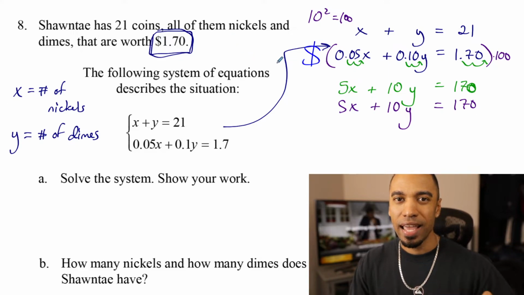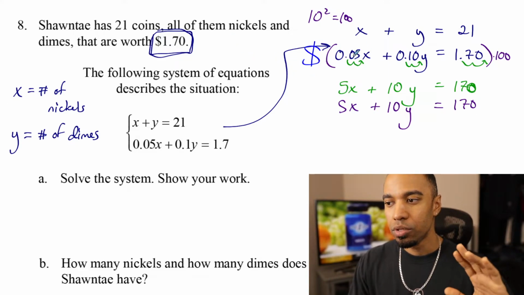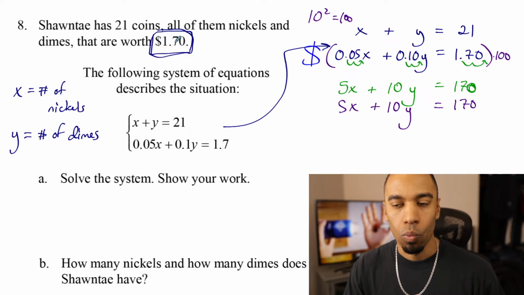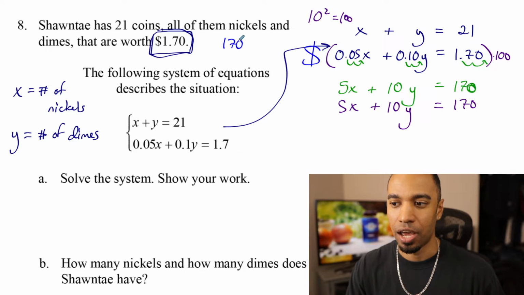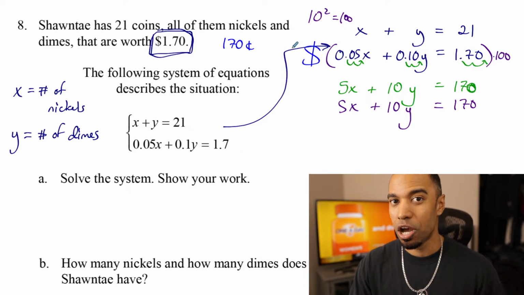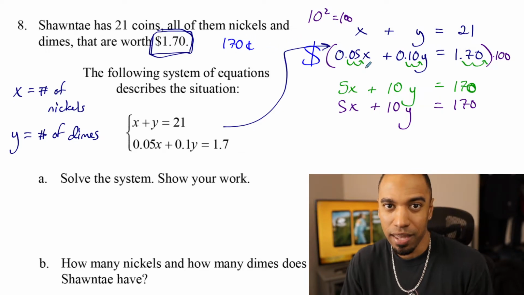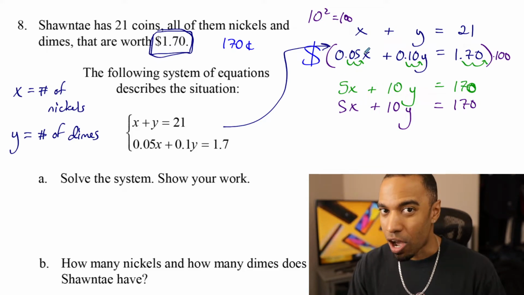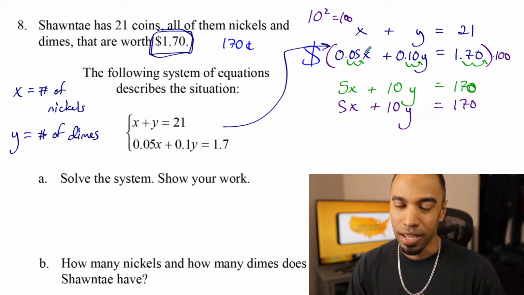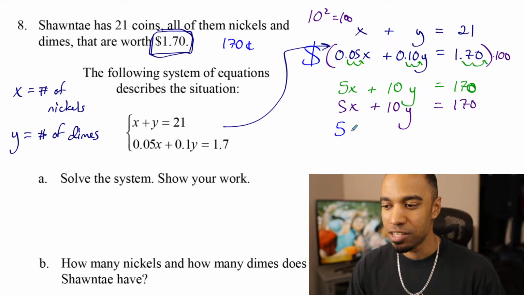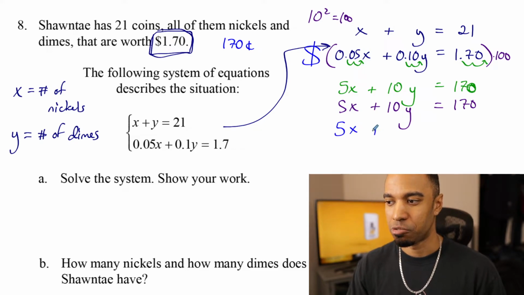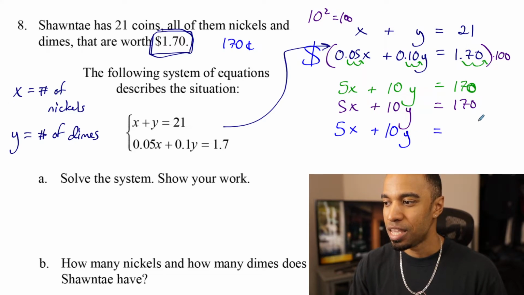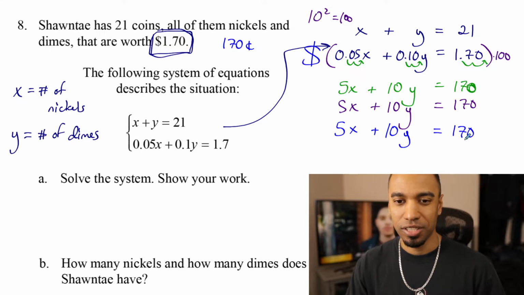What if we rewrite it as cents? We don't use dollar values. What if we use cent values? We don't call this $1.70. What if we said 170 cents? That's how much $1.70 is. It's 170 pennies. So what if I do that? Instead of writing $0.05 per nickel, I can say 5 cents per nickel times x plus 10 cents per dime times the number of dimes equals 170 cents.